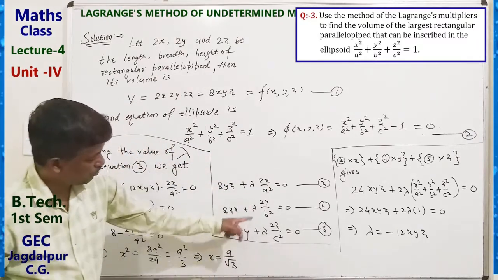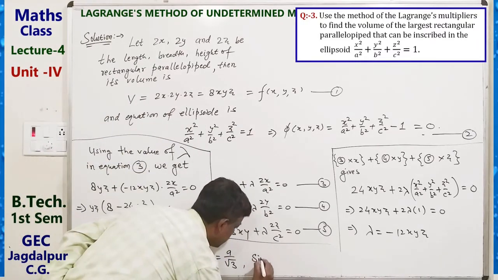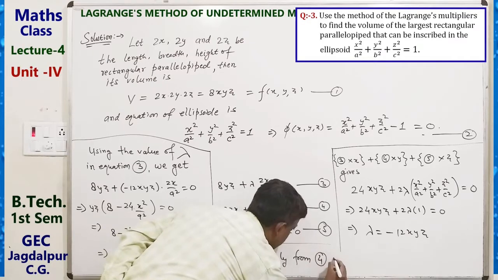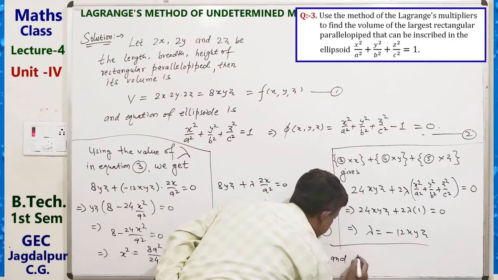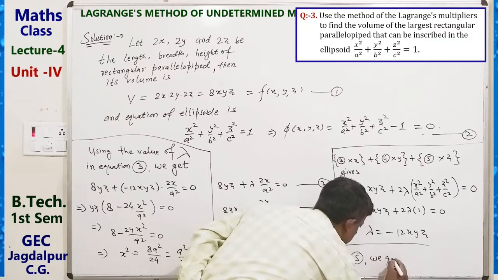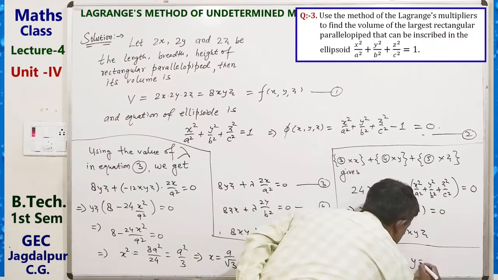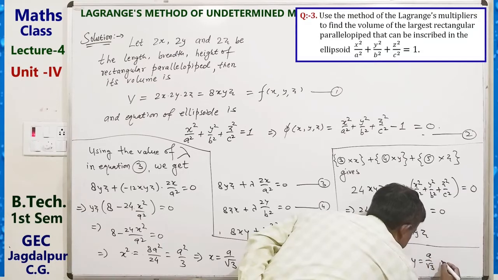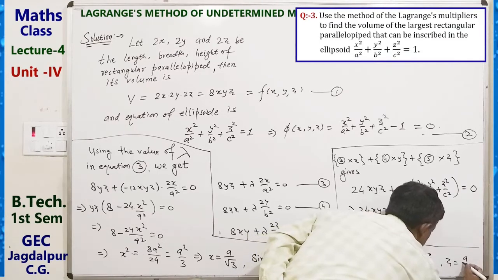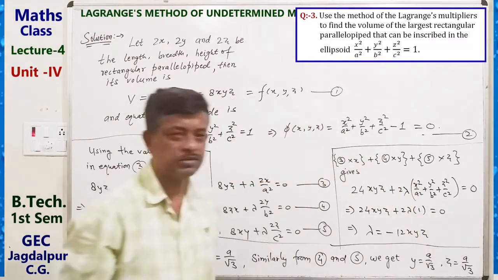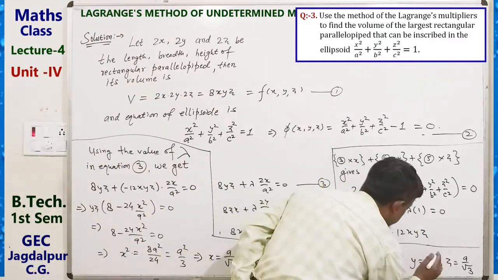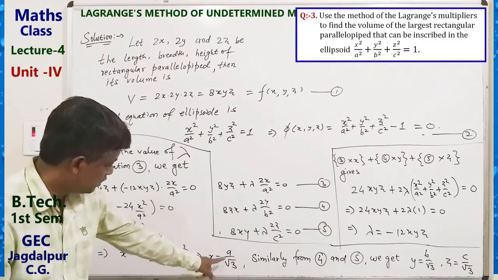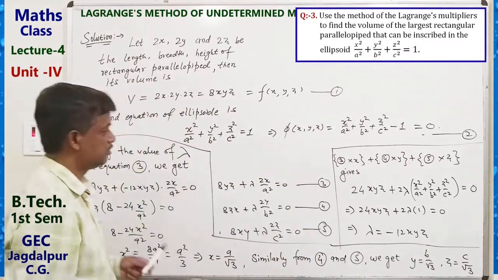Similarly from 4 and 5 we get y equals to a by root 3, and z equals to a by root 3. So all values are not a, b by root 3, c by root 3. So stationary points is x, y, z. Okay.